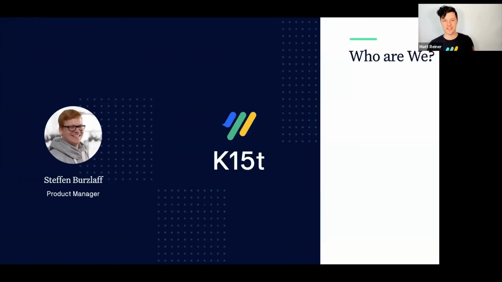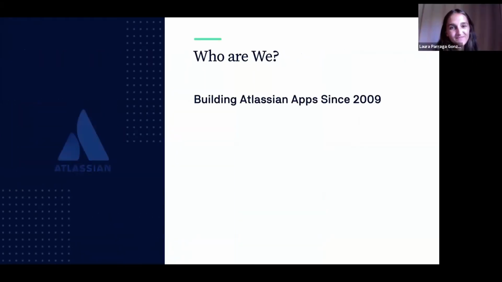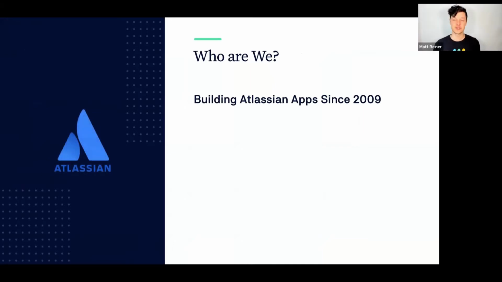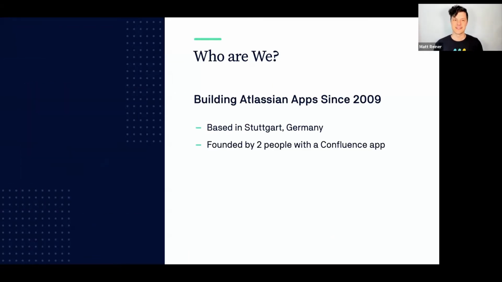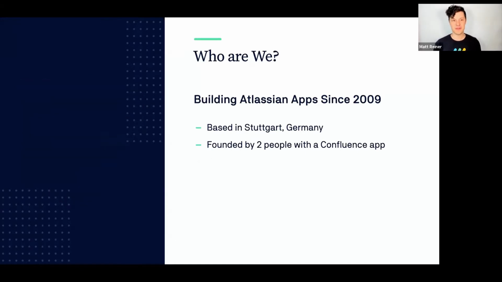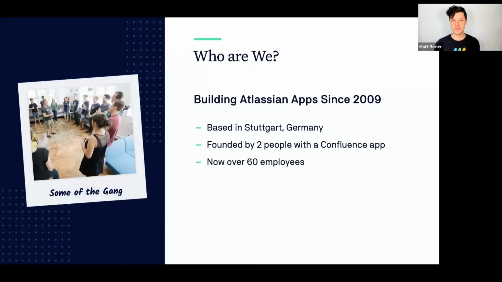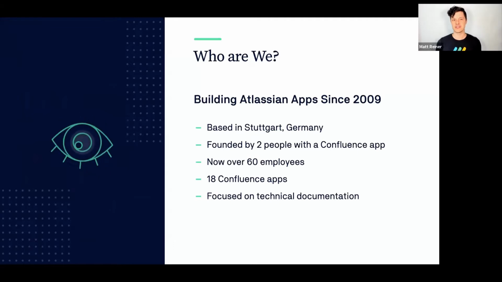So a little bit more about K15T, the company that we're with. We have been developing apps for Atlassian solutions since 2009. We're based in Stuttgart, Germany, although many of us are working worldwide. We were founded by 2 people and 1 really great app, and we have grown to over 60 people with 18 Confluence apps. So it's been a pretty fun journey. We are primarily focused on technical documentation solutions for teams. That's what we're really passionate about.